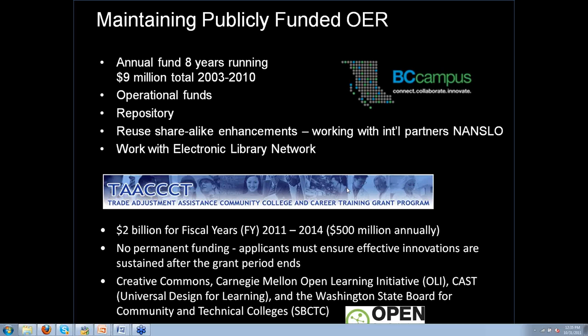Carnegie Mellon's going to be in there doing what they do great around instructional design and data feedback loops, CAST, making sure everything's accessible. The State Board will be in there sharing all their best practices they learned from the Open Course Library, assisting with professional development, policy issues, et cetera.